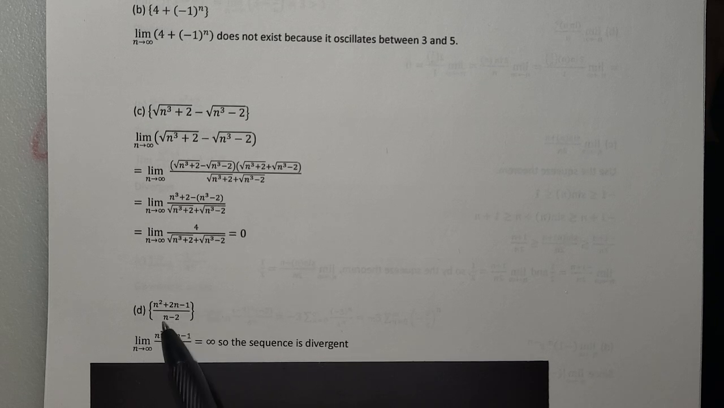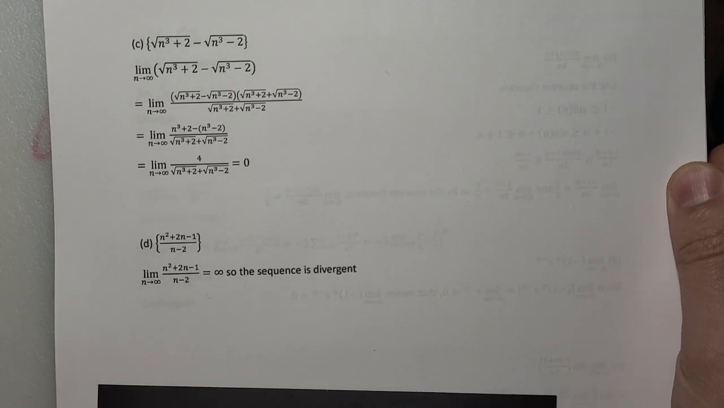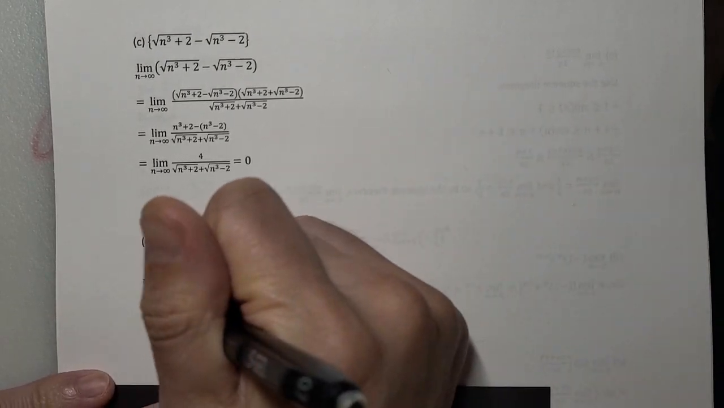Because this is like a rational function. If you do the degree test, the degree of the top is bigger, so there's no horizontal asymptote. It blows up to infinity, actually. We can do the math out if you really wanted to. I guess I can do it real quick.